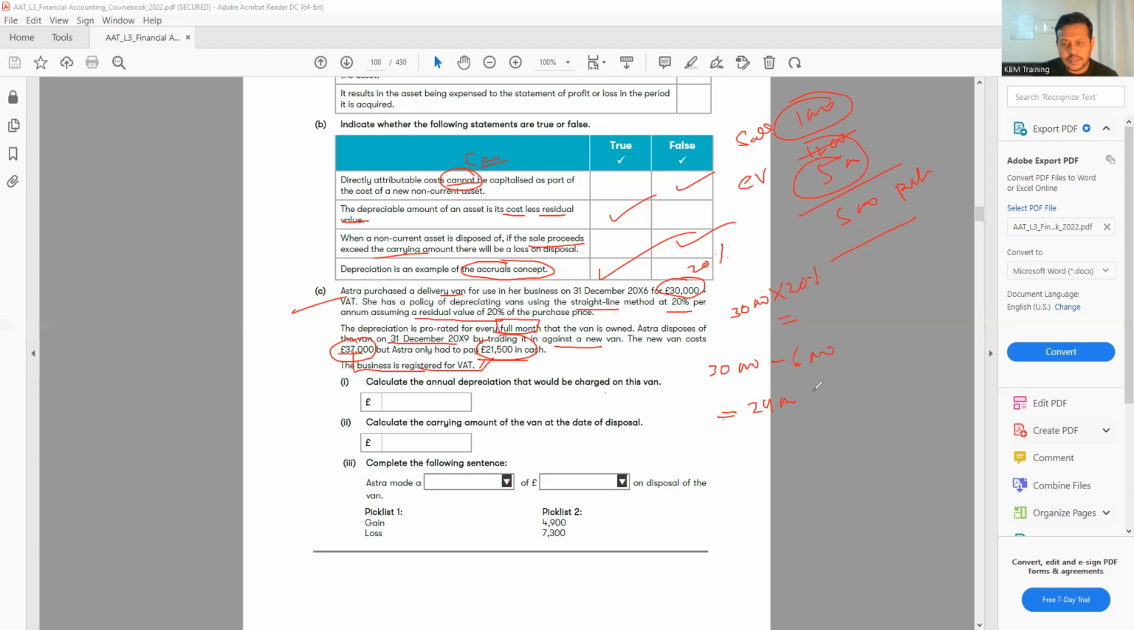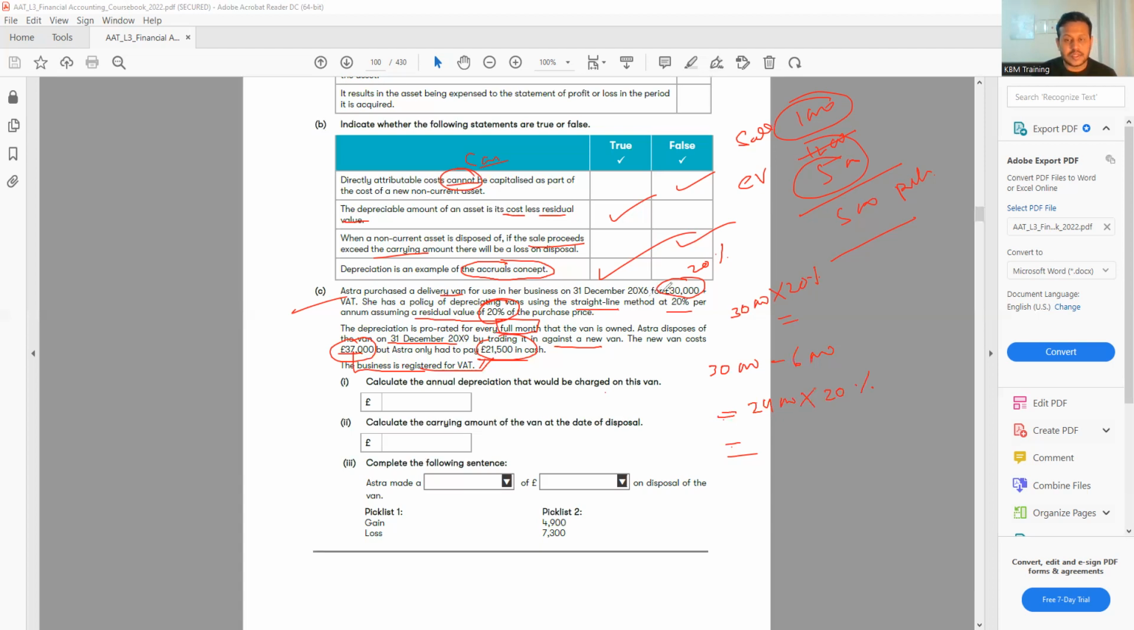And on the 24,000, the depreciation is 20% per year. So we do 24,000 times 20%, and that gives me 4,800. And how many years? They said straight line per residual value purchase. Is there any year they mentioned? Let's try to read once again.